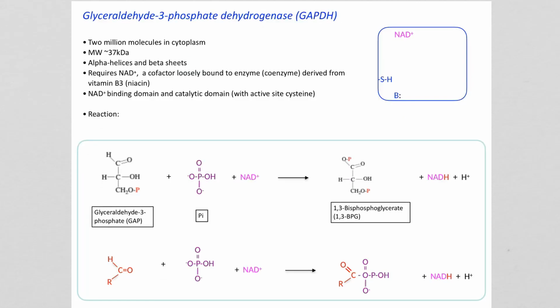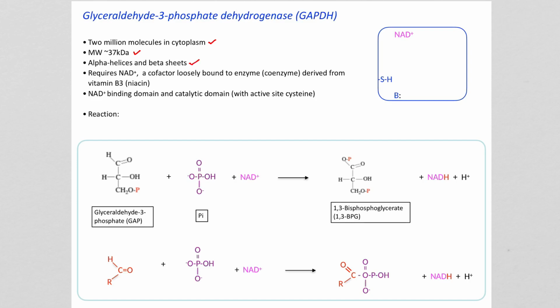First, glyceraldehyde-3-phosphate dehydrogenase, or GAPDH. This is an enzyme that's very important in metabolism. We'll talk about it under the metabolic pathway glycolysis. In each cell in the cytoplasm, there are roughly about 2 million molecules of the enzyme. The size of this enzyme is about 37,000 Daltons. Chymotrypsin was around about that range too. So you can see enzymes are pretty large biomolecules.